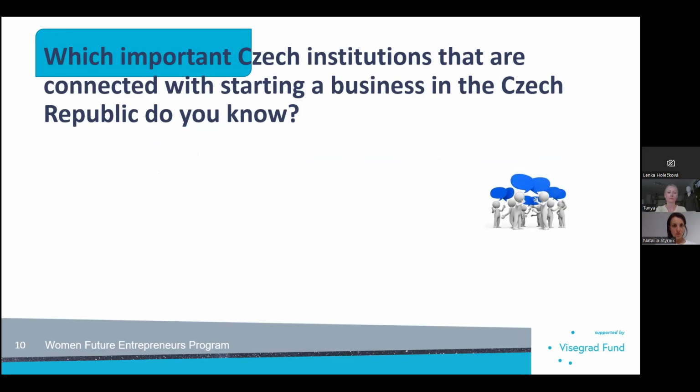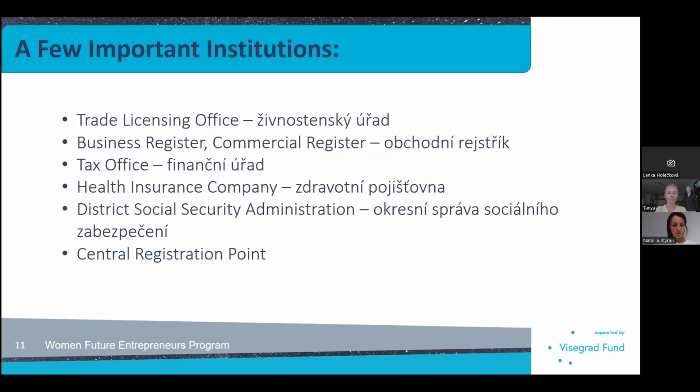I have here a question: which important Czech institutions are connected with starting a business in the Czech Republic? Not to forget, we have the Trade Licensing Office, that is Živnostenský úřad, also the Business Register or Commercial Register, it's a synonym, obchodní rejstřík, the Tax Office, that is finanční úřad, the Health Insurance Company, and also the Social Security Administration, Checkpoint, etc. So many institutions that could be very important for us to start a business.